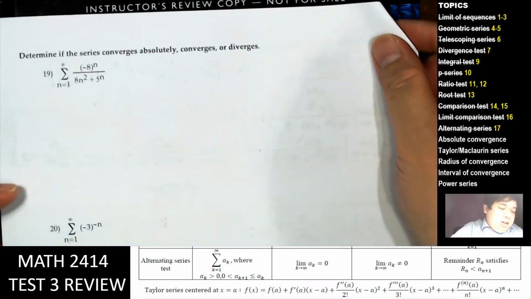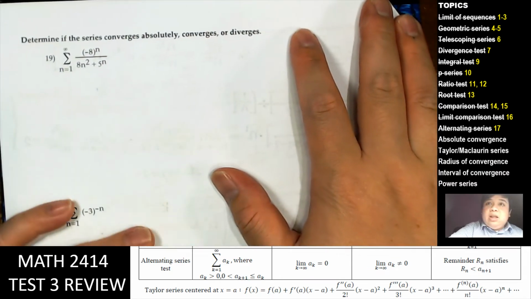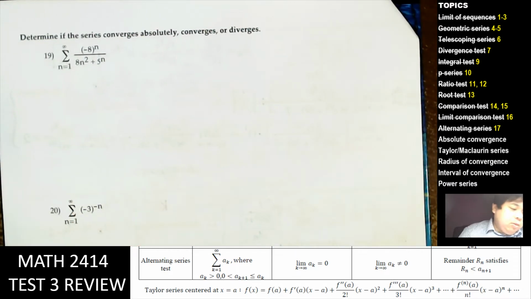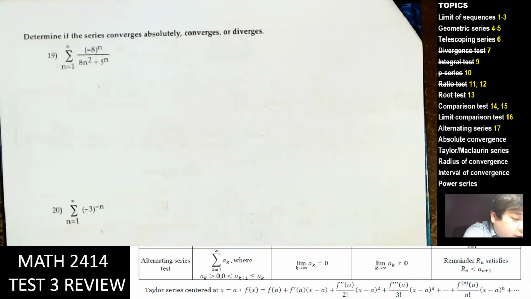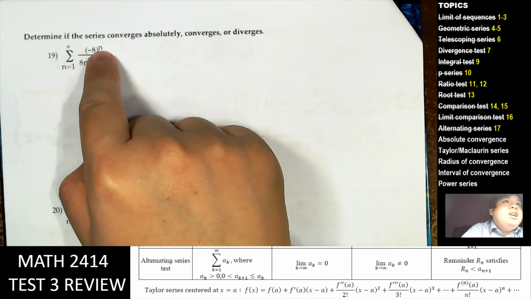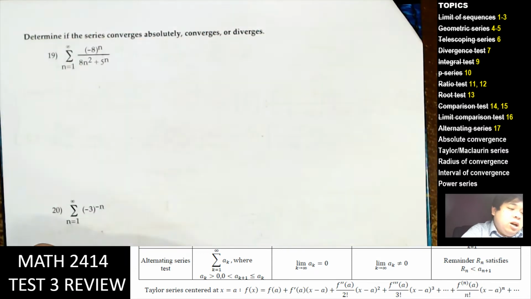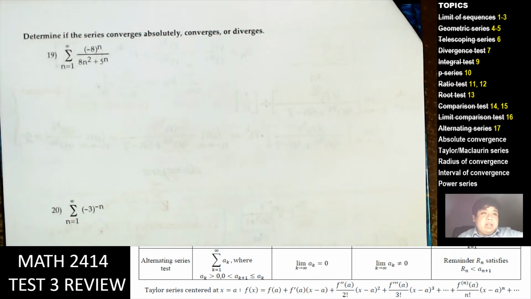Absolute convergence, conditional convergence, or divergent. So when we look at this, again, that negative 1 to the n power means this is an alternating series if we want to use it.